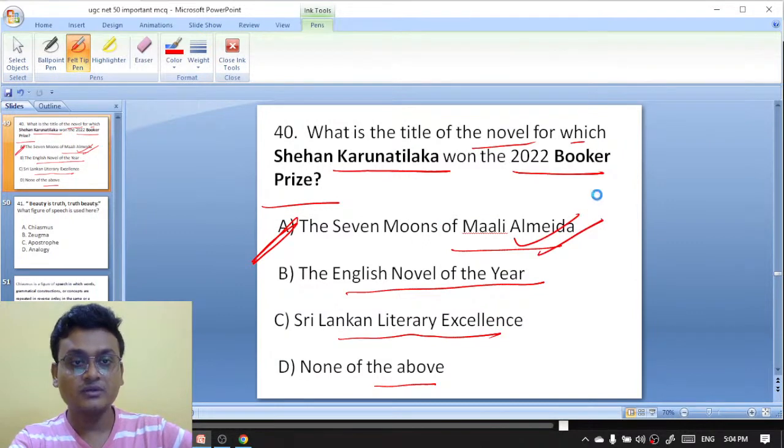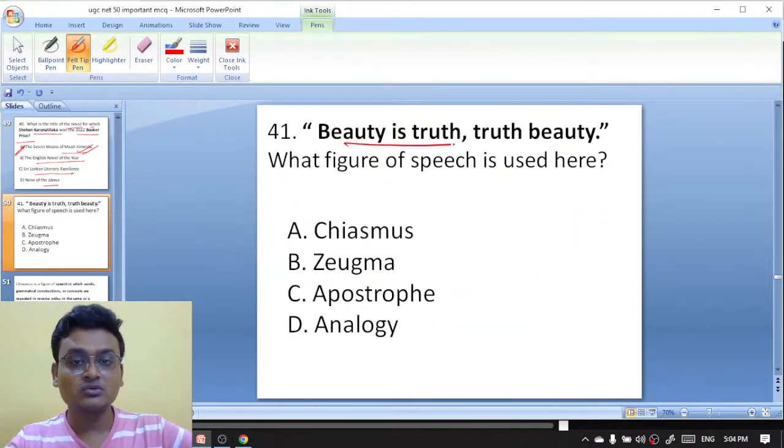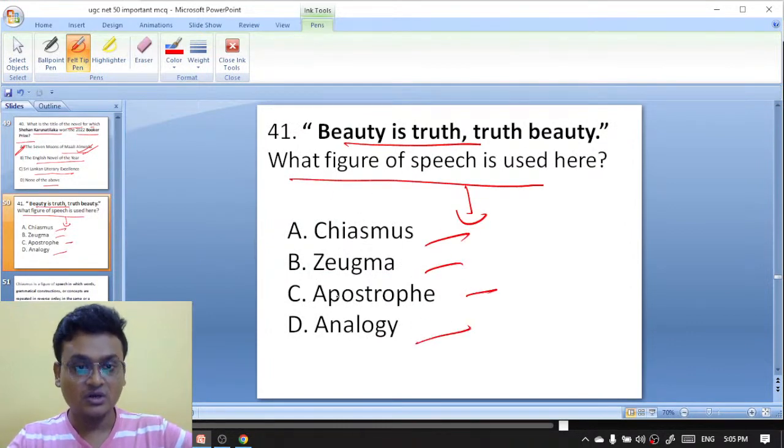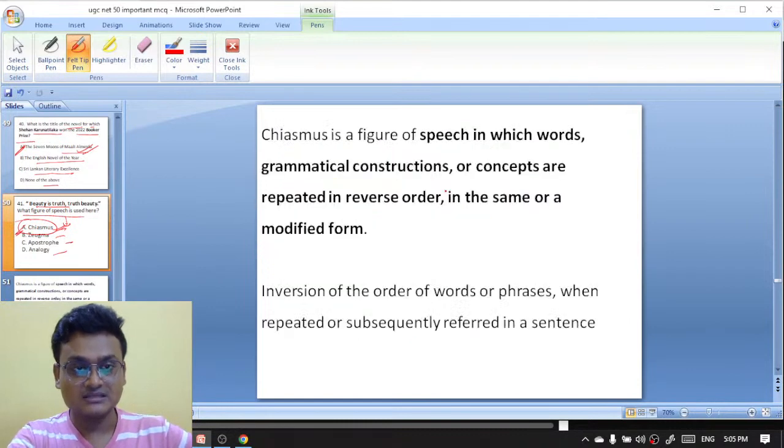Moving on to question number 41. Beauty is truth and truth is beauty. What figure of speech is used here? Chiasmus, dogma, apostrophe, or analogy. It is actually chiasmus. So A is the answer. Chiasmus is the right answer here.